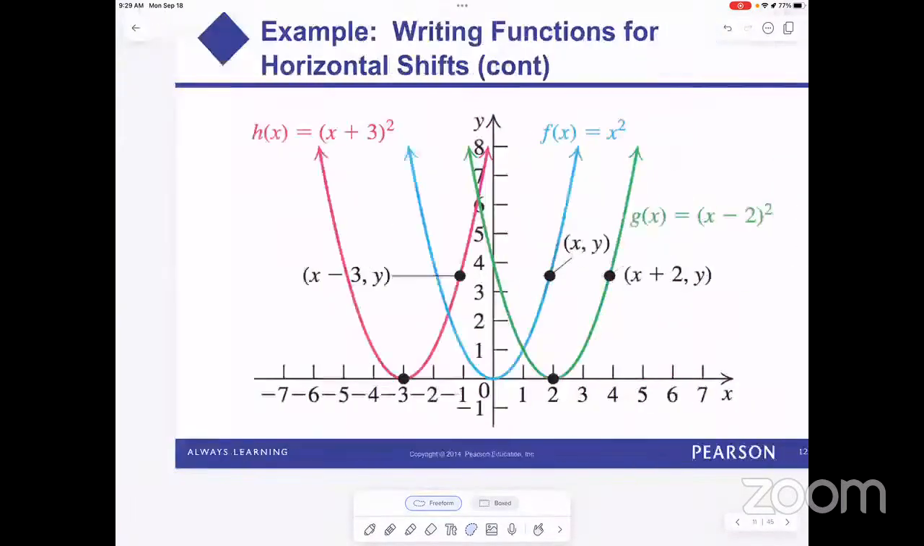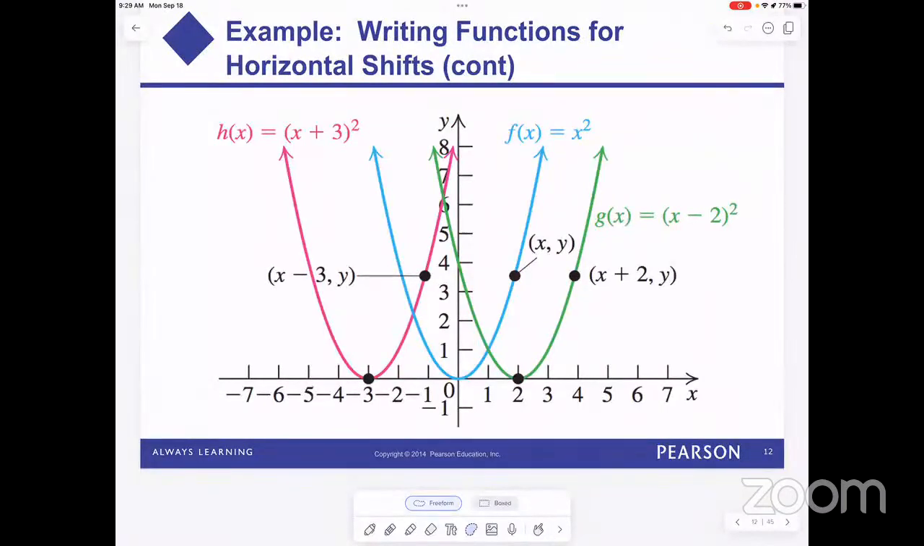So the blue is our y equals x squared. When we subtracted a positive on the inside, it moved to the right, the reverse of our intuition, and it's horizontal. When we added a positive on the inside, it moved 3 units in the negative x direction, which is again the reverse of our intuition. So intuitively, it's basically the reverse of what you would naturally think. All right. Let's let that be.